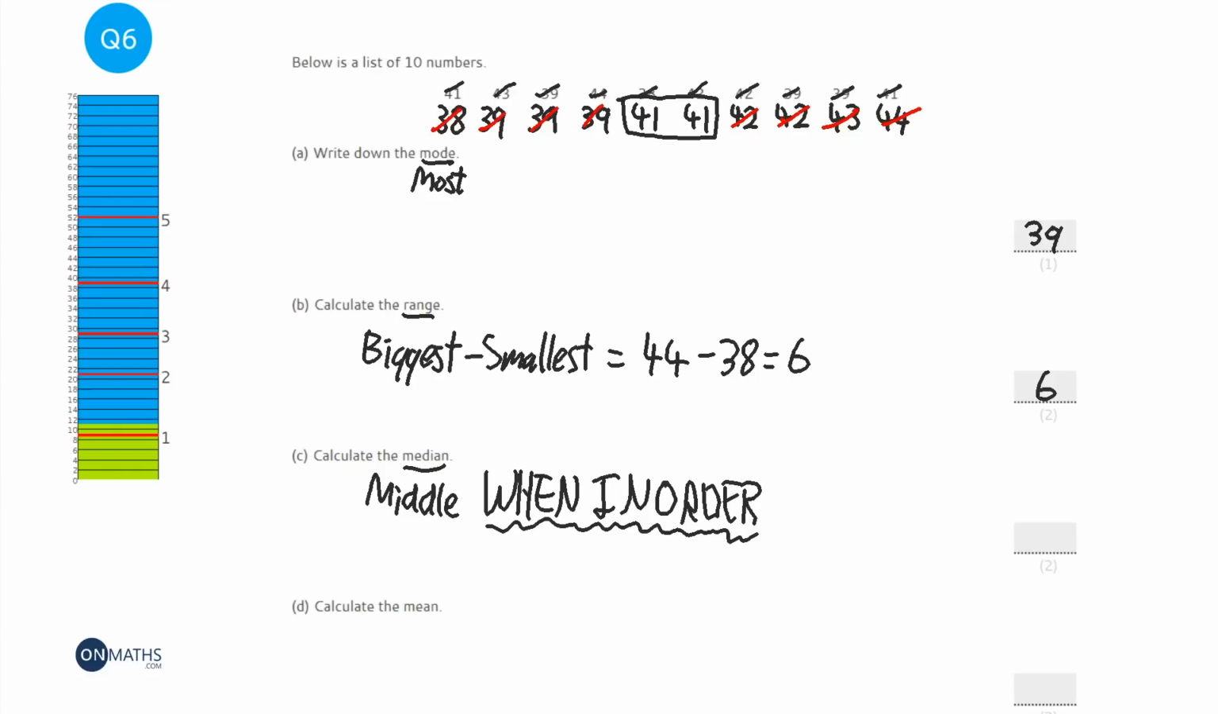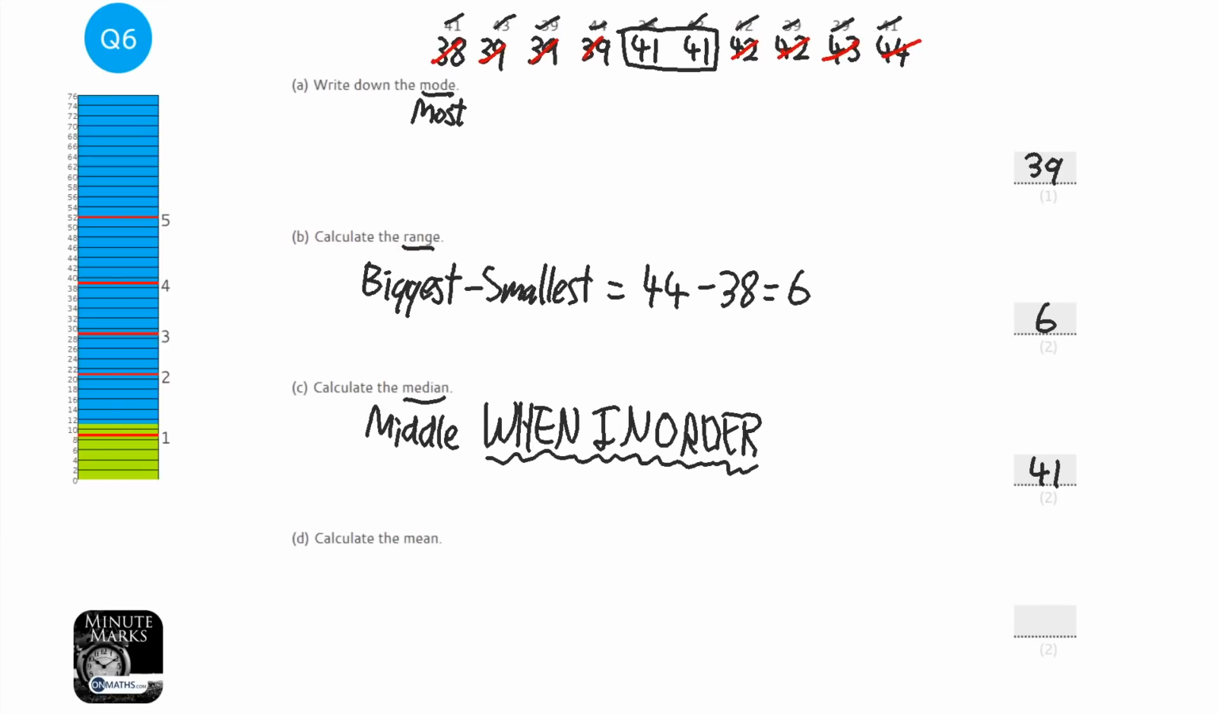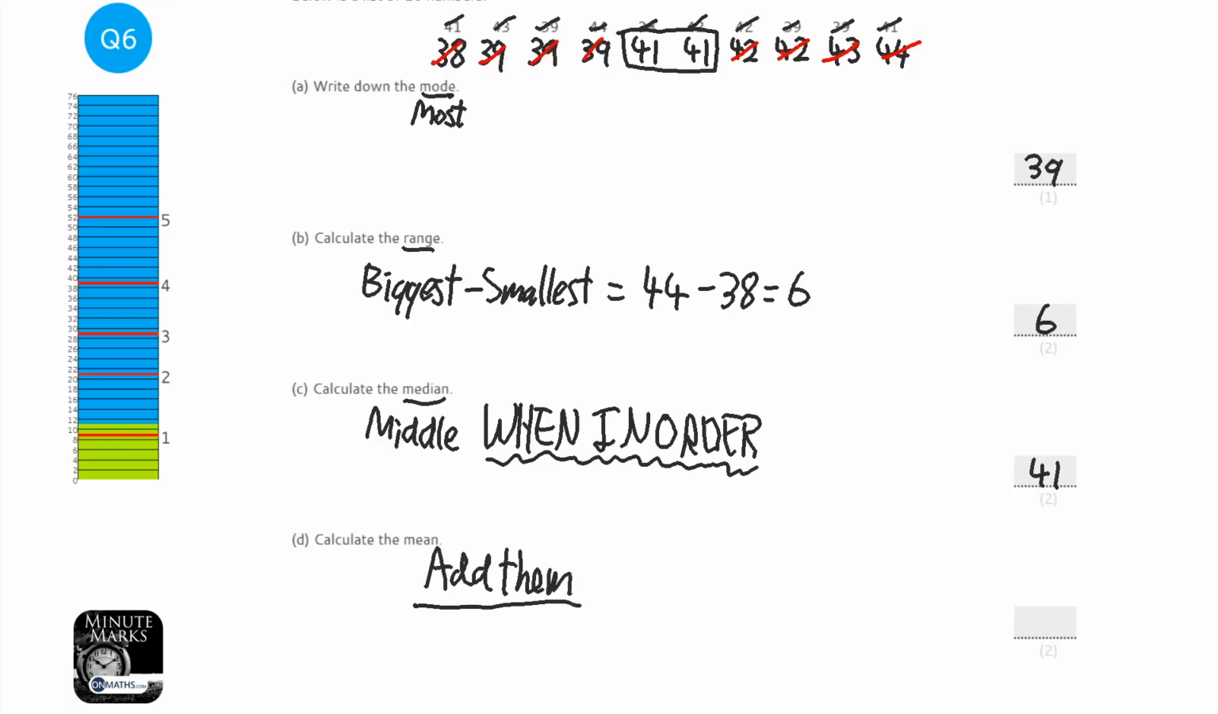Now if they're both 41, the median will be 41. If you think about it, 41 times 2 is 82, and then halve it, it's going to be 41. Now the mean, a lot of people call it the mean one. You add them all together and divide it by how many?